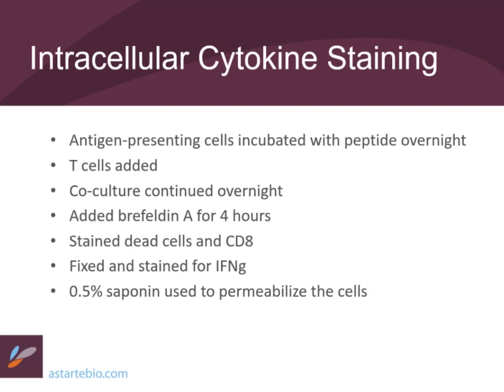For the last 4 hours of culture, Brefeldin A was added to prevent secretion of cytokines. The cells were then collected from culture. The dead cells were stained to exclude them from analysis, and CD8 was used to look for that particular cell type. Then the whole prep was fixed and stained for the presence of interferon gamma. And 0.5% saponin is used to permeabilize the cells during that staining step so that the antibody can gain access to the inside of the cell.